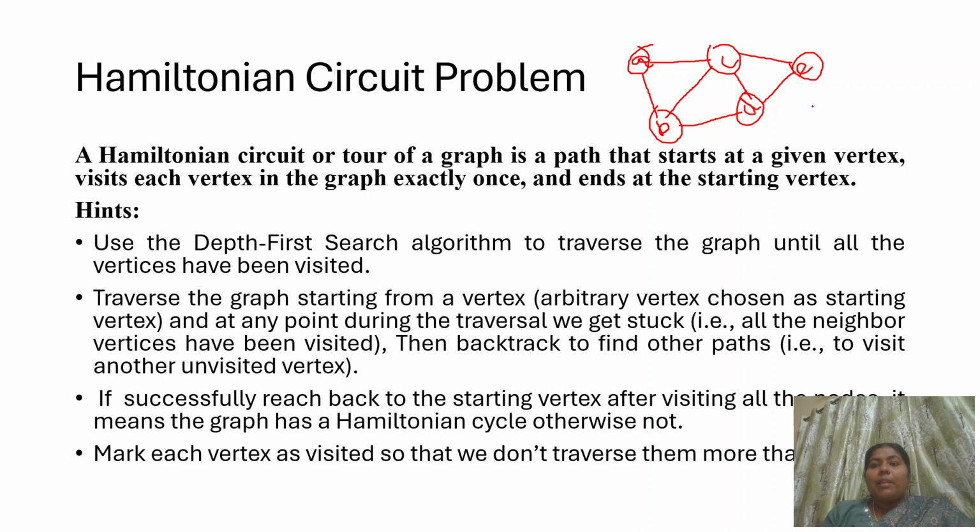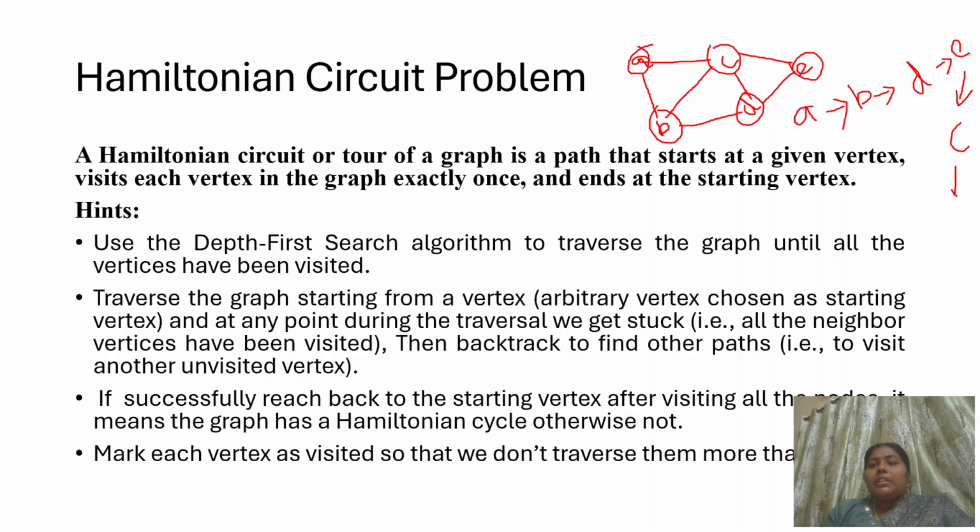So one such Hamiltonian circuit is, I am going to visit from A to B, then from B to D, it is one possibility, then D to E is another possibility, and E to C is another possibility, and again to A.